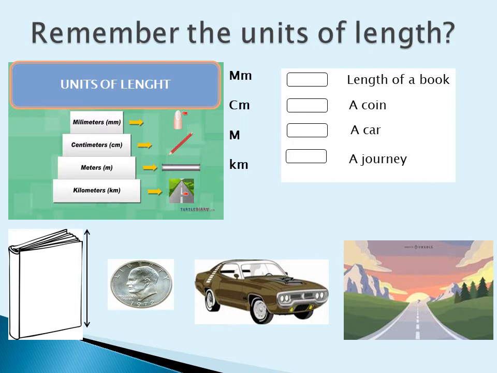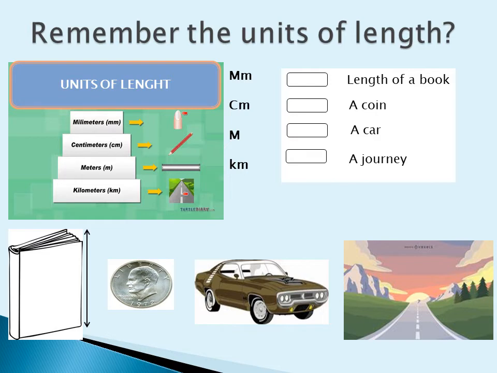Now let's look at this object. We have a book, a coin, a car, and like a road or a distance, like a journey. Now, what unit of length is best to measure these items? Let's look at the book. What unit of length do you think is best to measure a book? We said last week that millimeters measures tiny things. Centimeters measures things that are a little bit bigger. And meters measures larger objects. Kilometers is for distance and roads.